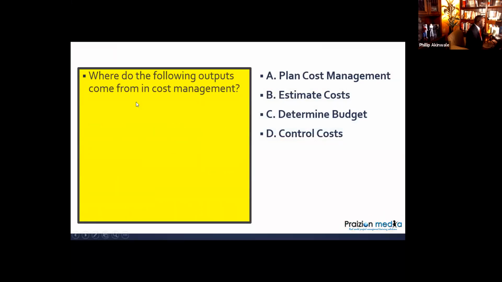So here is the first question. It says, where do the following outputs come from in cost management? In other words, this first one, cost management plan, where's it from? And here's your poll. Just let me know if the cost management plan is an output of A, B, C, or D. This is very quick. I'm going to give you 20 seconds. Let's go.